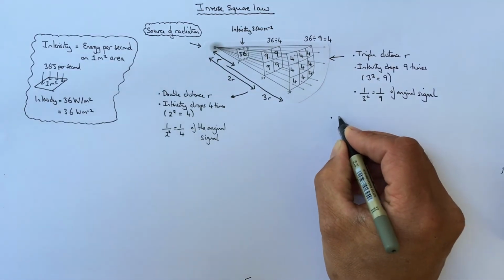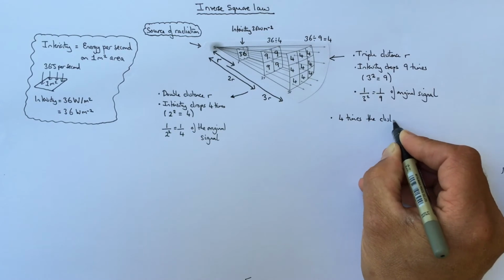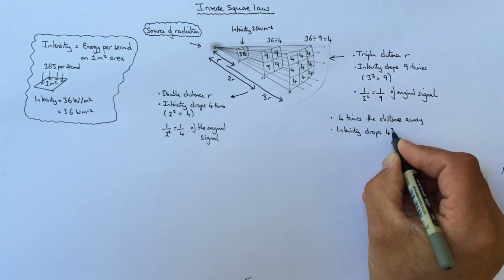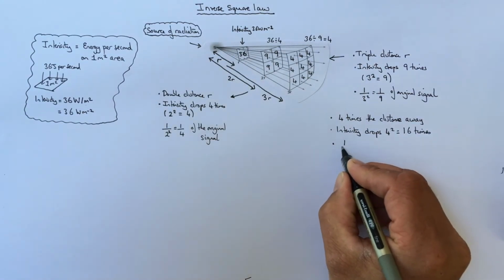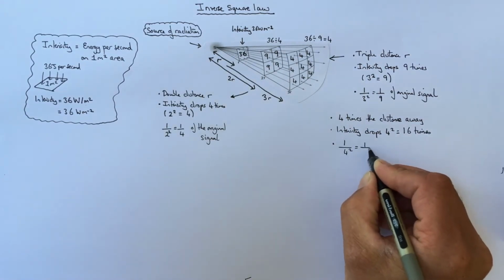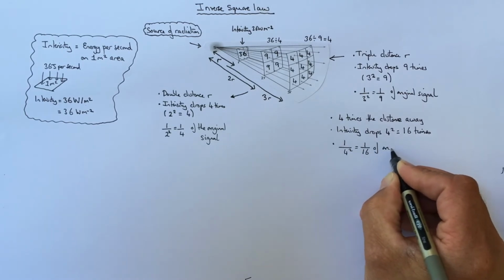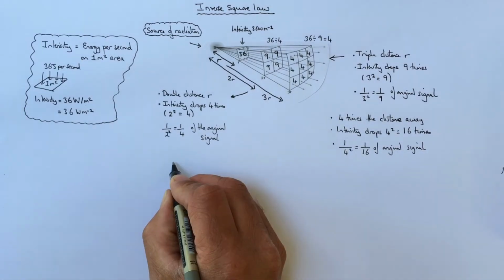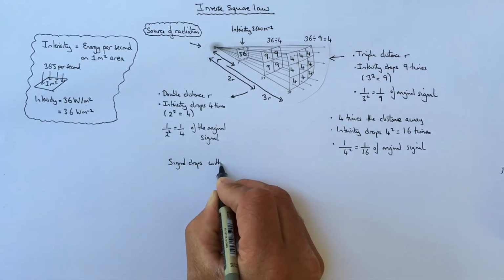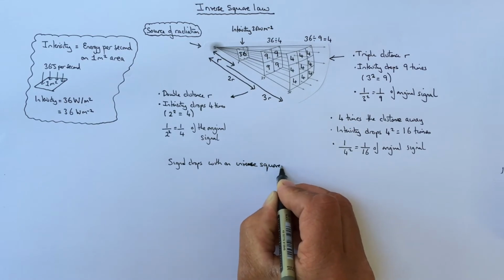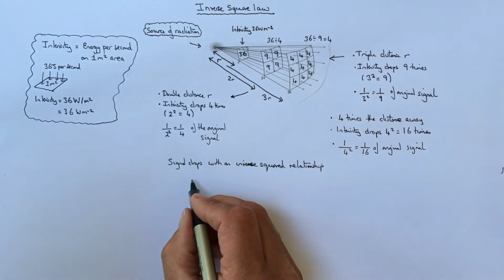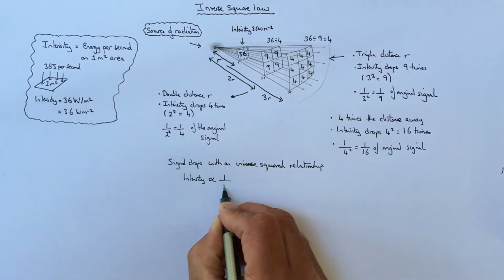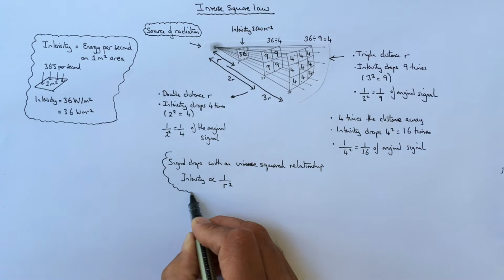So if we were 4 times the original distance away, that's 4r, the intensity would drop 4 squared, which is 16 times. This would mean the new intensity 4 times the distance away would be 1 over 4 squared, which is 1/16 of the original signal. We can see, therefore, that the signal drops with an inverse squared relationship, meaning intensity is proportional to 1 over r squared, 1 over the distance squared.